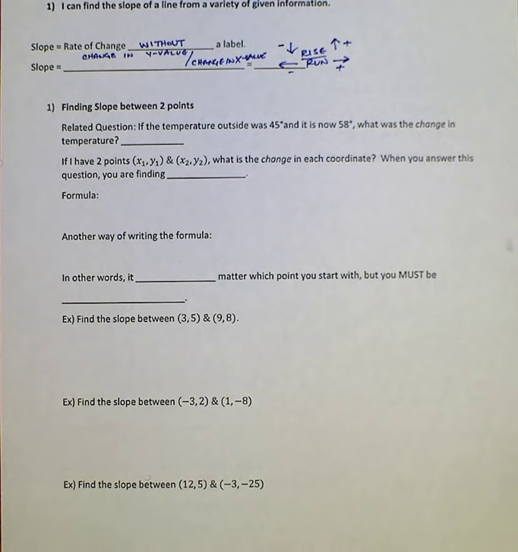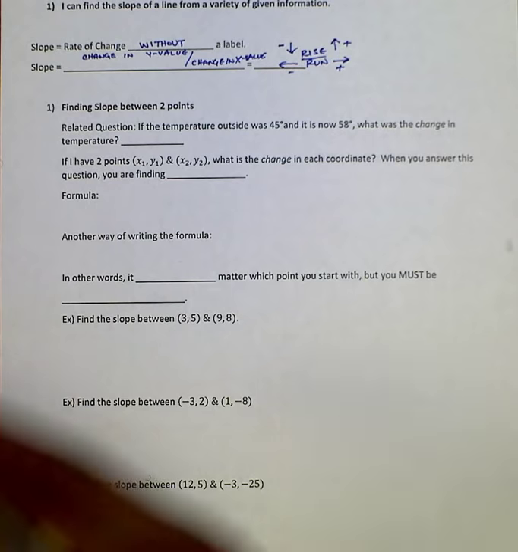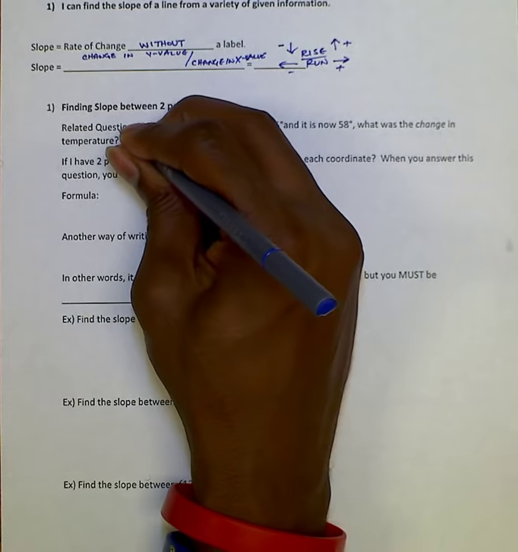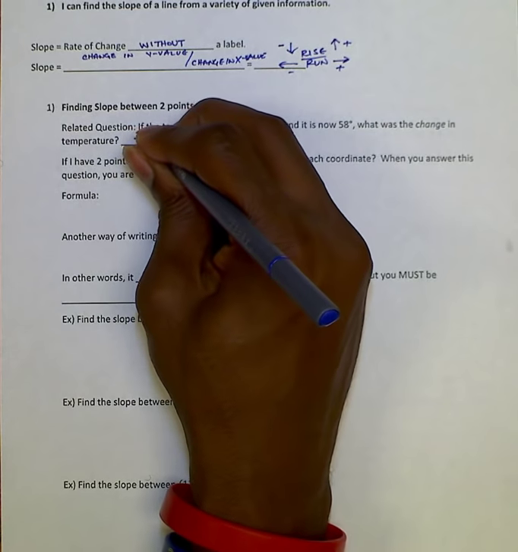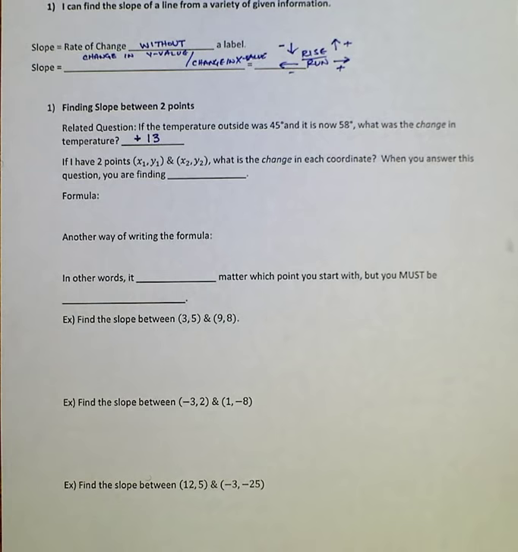Okay, so let's talk about finding the slope between 2 points. If the temperature outside was 45 degrees and it's now 58 degrees, what was the change in temperature? Okay, well, you'd say temperature went up 13 degrees, so plus 13. Okay, and that's just finding the change between 2 points, or two numbers, two figures. If I have two coordinates, 2 points, x1, y1, and x2, y2, what is the change in each coordinate? When you answer this question, you're finding the slope.